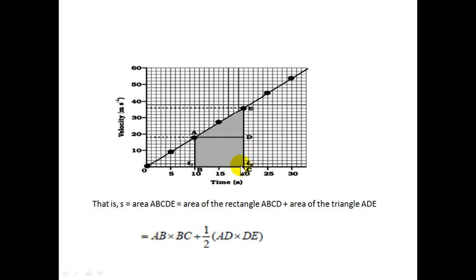AB into BC, sorry, yes, length into breadth. And how do we find the area of this triangle? Half into base into height, that is AD into DE. Then when we add, we will get the total displacement of the body between 10 and 20.